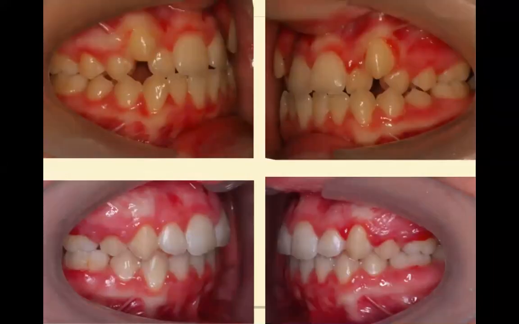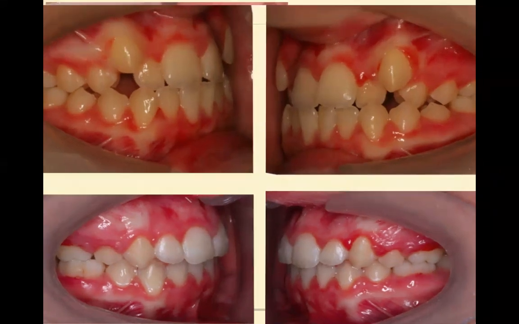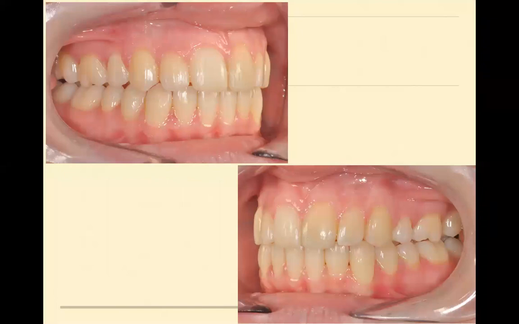But if we do extraction in the upper and lower arch, as you can see here in the bottom photograph, she lost 2 premolars in the upper and 2 premolars in the lower. As a result, the canines are class 1 and the molars are in class 1 too. So if we do extraction in the upper and lower arch, we have to finish in class 1 molars. And if we do an extraction in the upper arch only, it's a class 2 molar again, but we always have to finish in a class 1 canine.